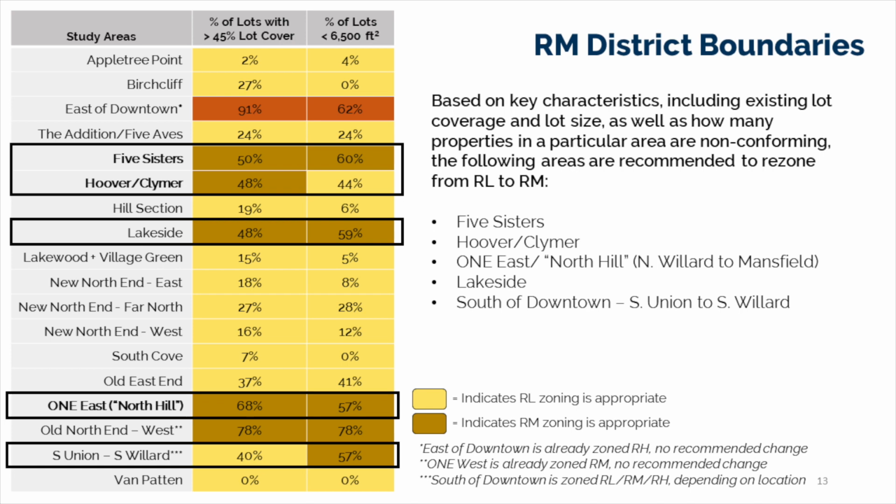Based on key characteristics, including existing lot coverage and lot size, as well as how many properties in a particular area are nonconforming, the following areas are recommended to rezone from RL to RM. The Five Sisters neighborhood, the areas surrounding Hoover and Clymer, the easternmost half of the Old North End, from North Willard to Mansfield, Lakeside, and south of downtown from South Union to South Willard.